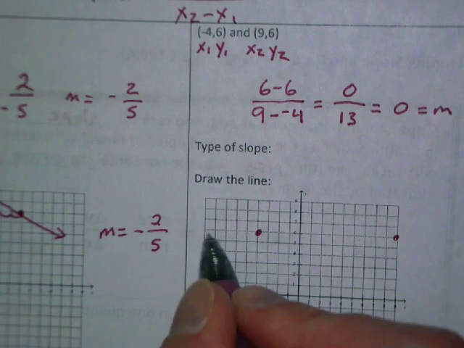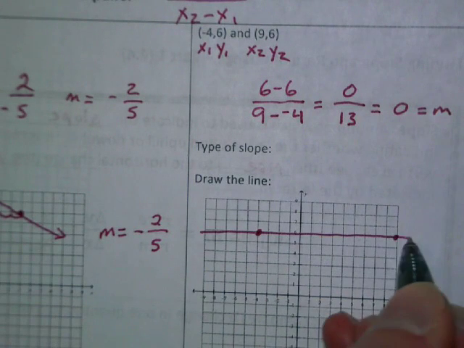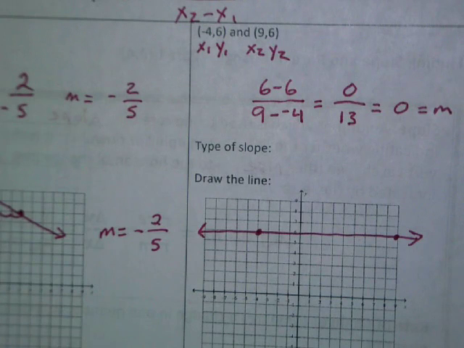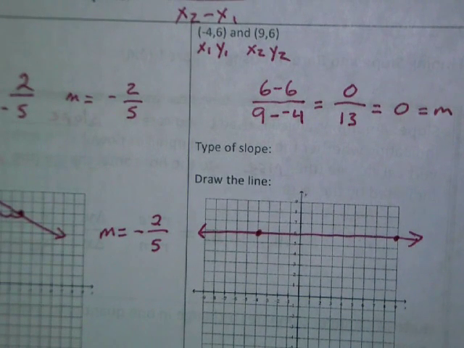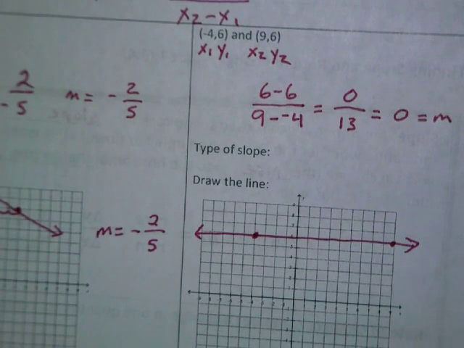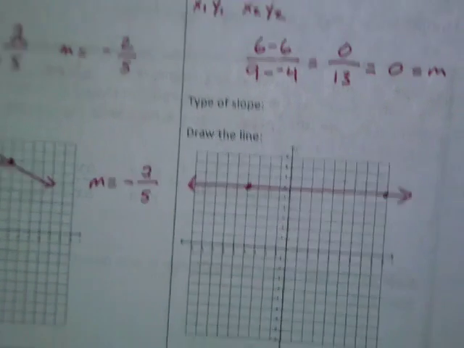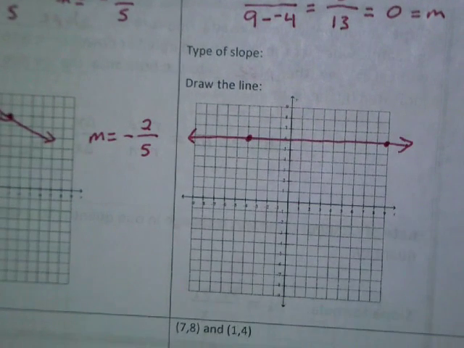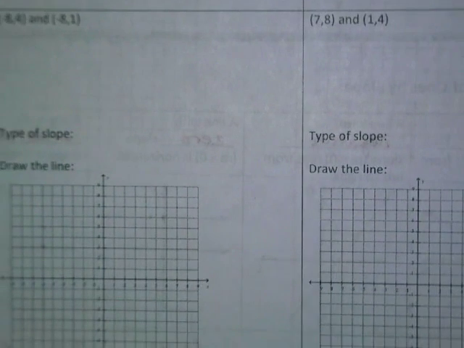So negative 4, 6, and then 9, 6. And we did. Okay, how can you remember that horizontal means running sideways? What's something in the distance you look at that is going this way? What do they call it? The horizon, right? So that's how you can remember horizontal is running sideways.